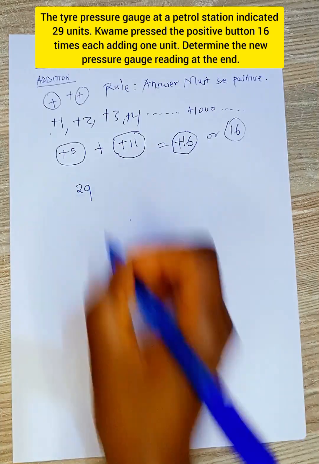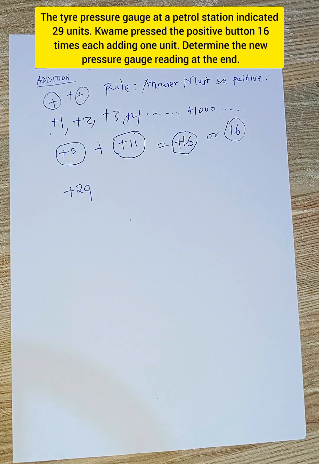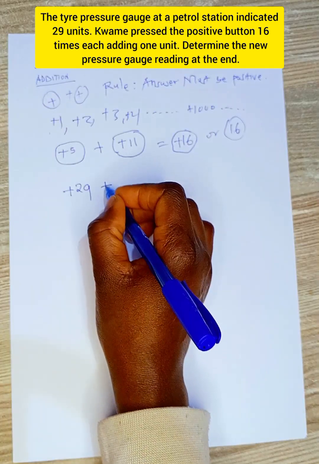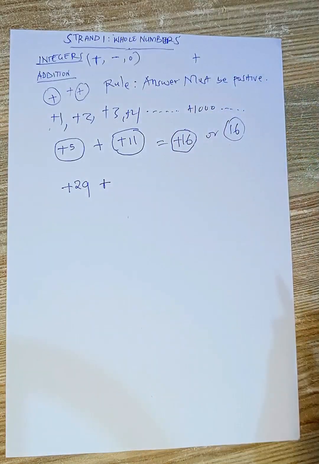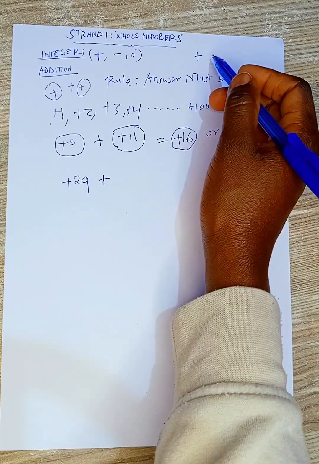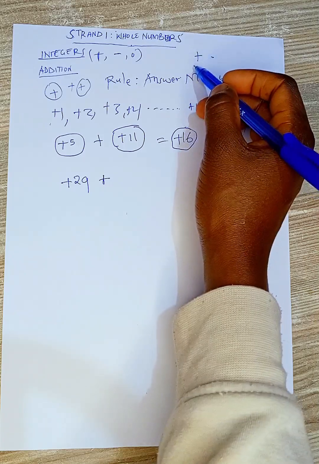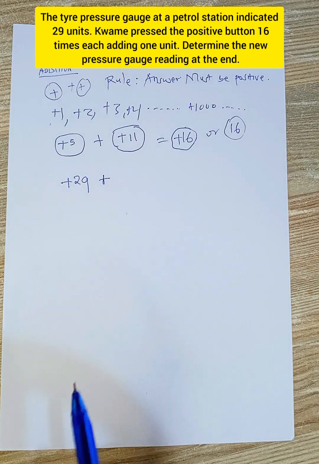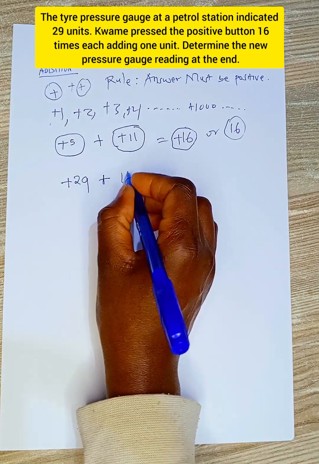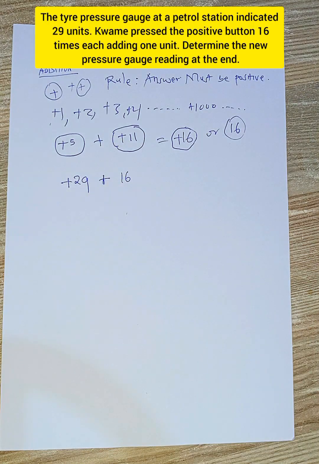Okay, 29 units. Kwame pressed the positive button 16 times. Okay, so he pressed the positive button 16 times. So that means he was adding. At that gauge, there is a positive sign and a negative sign. Okay, so when you press the positive, you are adding. When you press the negative, you are deducting. Okay, he added the pressure 16 times, so we are adding 16 units. Determine the new pressure gauge reading at the end.